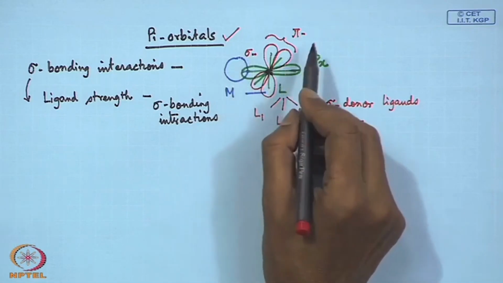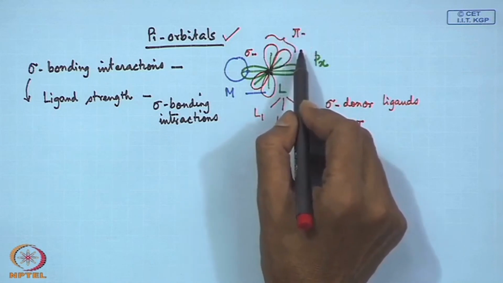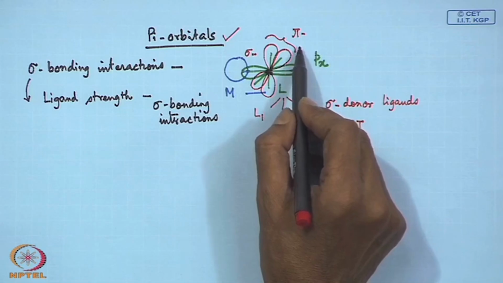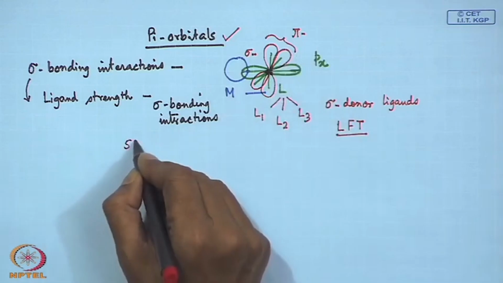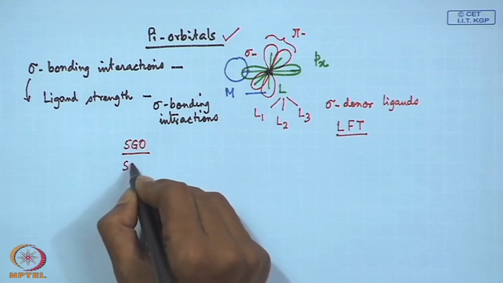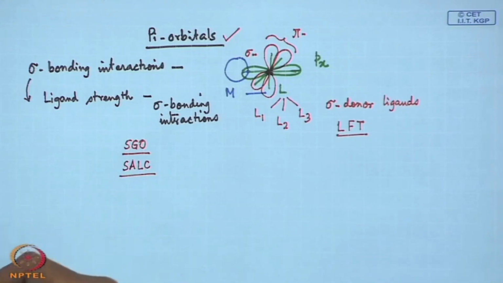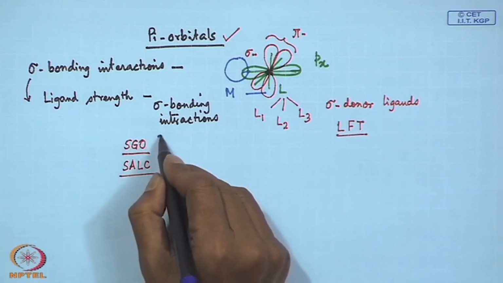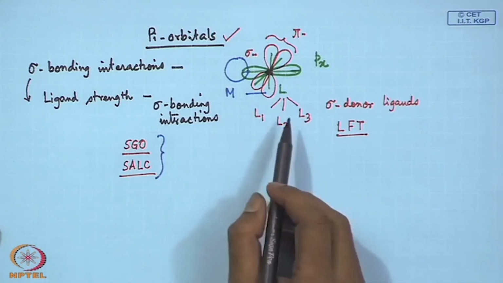So, in today's class we will see how these orbitals can be chosen, and from the group theoretical treatment related to the reducible and irreducible representations for these orbitals, we will find out how we can get the corresponding symmetry group orbitals for pi interactions, or rather the symmetry adapted linear combinations. So, symmetry group orbitals and symmetry adapted linear combinations are useful when we talk about pi interactions.